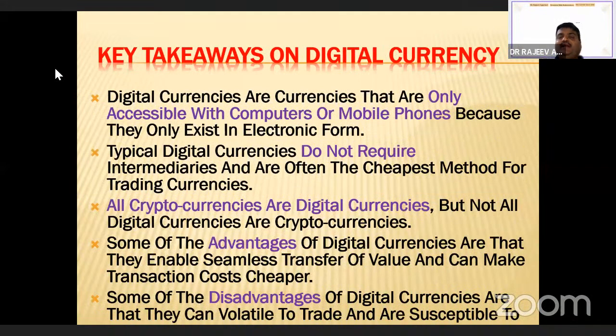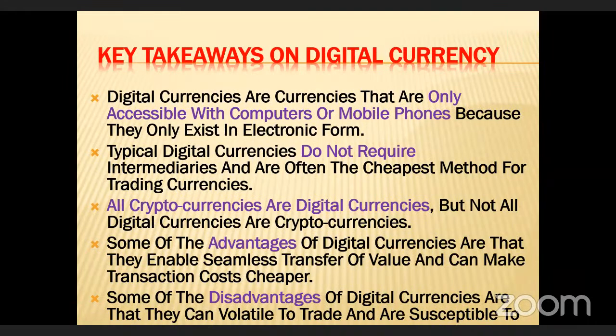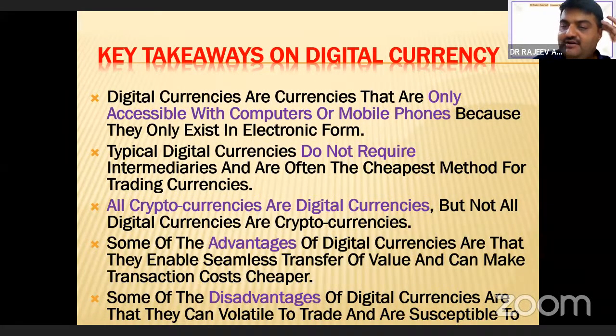Now, key takeaway on digital currency. Digital currencies are currencies that are only accessible with computers or mobile phones, because they exist only in electronic form. You will not have physical forms. Typical digital currencies do not require intermediaries and are often the cheapest method for trading currencies. All cryptocurrencies are digital currencies, but the vice versa is not true. Cryptocurrencies are digital currencies, but all digital currencies are not cryptocurrencies.